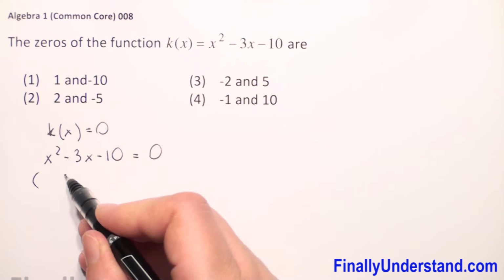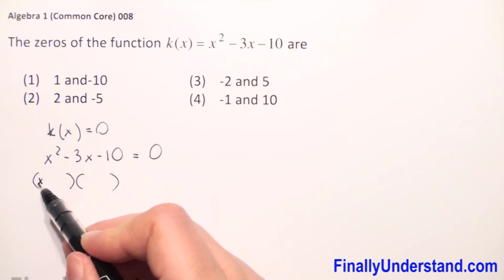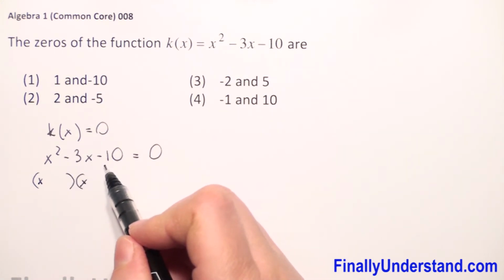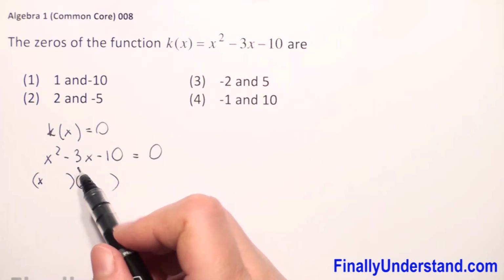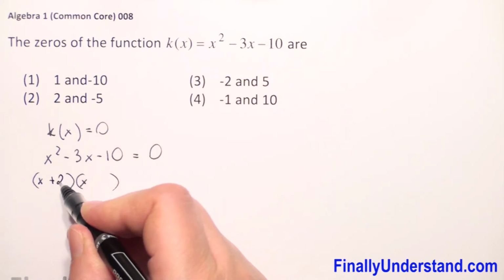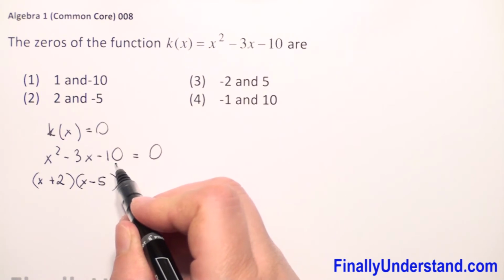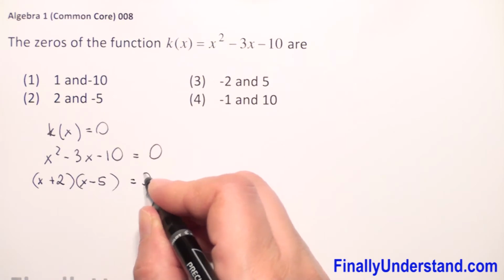We have to check. At the beginning we have x squared, so the first term will be x, and next we have to find two numbers which, when I multiply them, give negative 10, and when I add them give negative 3. So it will be what? 2 and negative 5. 2 times negative 5 gives me negative 10. 2 plus negative 5 is negative 3. So this is equal to 0.